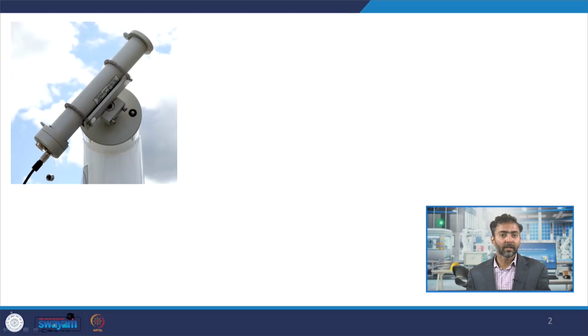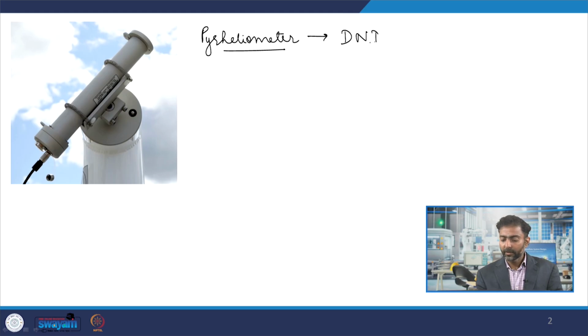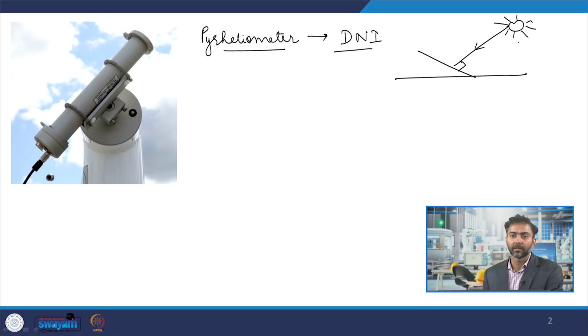Can you make a guess what's the name of this device? Yes, this is known as the pyrheliometer. So this pyrheliometer is used for measuring the DNI component of radiation or the direct normal irradiation component. If you recall our discussion in the last lecture, we talked about it that DNI is the beam component, and as the name indicates, it is measured on a surface perpendicular to the direction of the beam component. That is why the name direct normal irradiation.